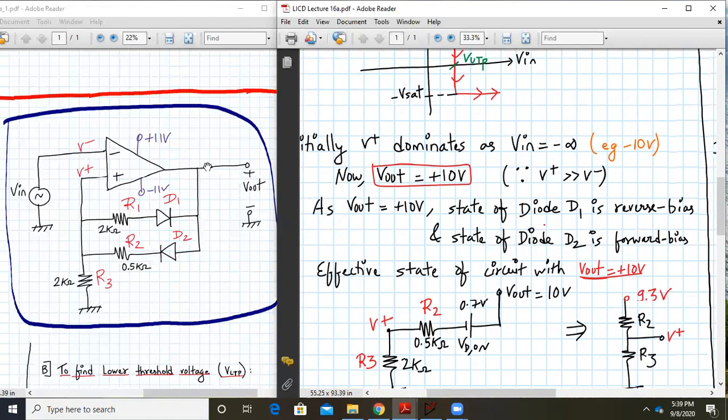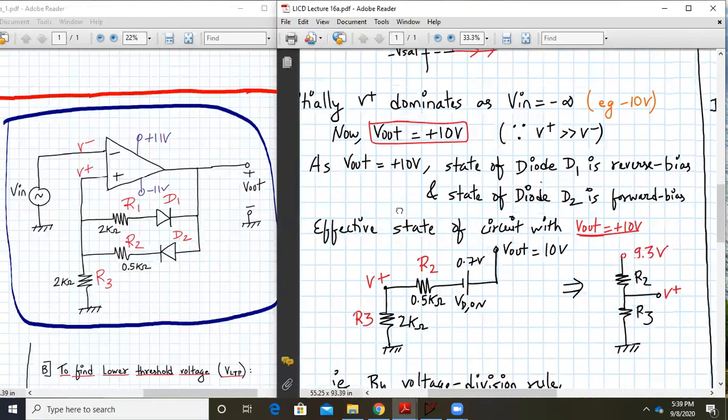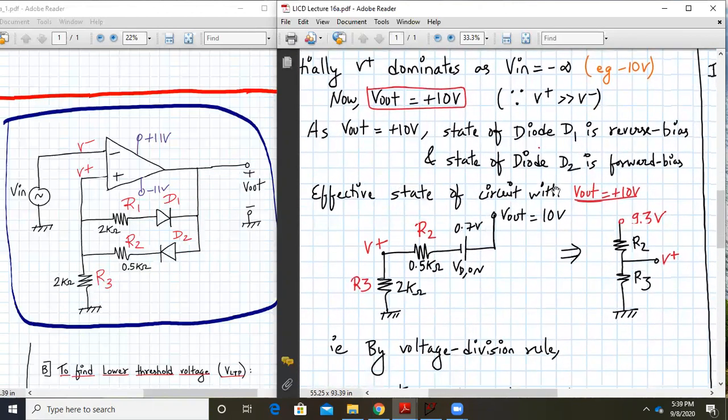If you can trace this part, this will be plus 10. The diode will be forward biased, so it can be replaced by a 0.7 volt battery. And you have in the circuit D2, R2 and R3 active with the 10 volts. So the effective state of the circuit with V out equal to 10 volts is as follows. We have V out equal to 10 volts.